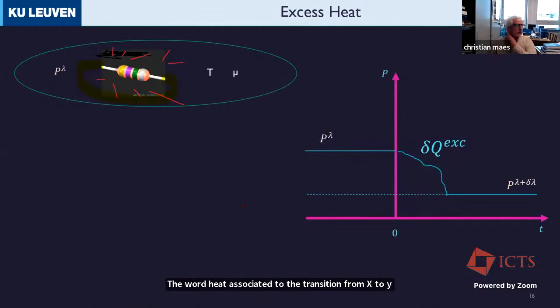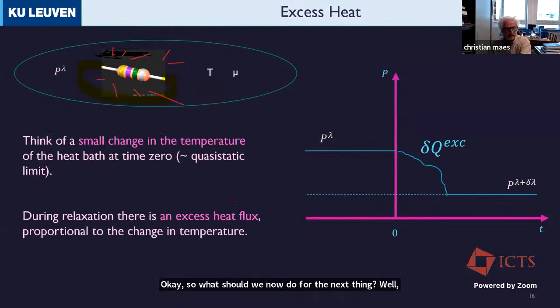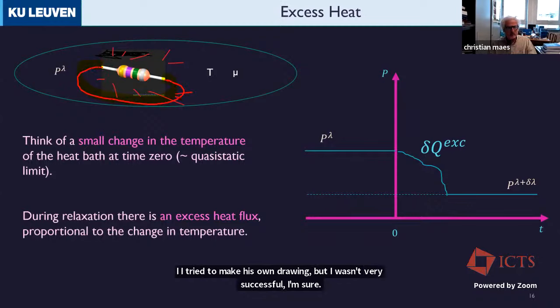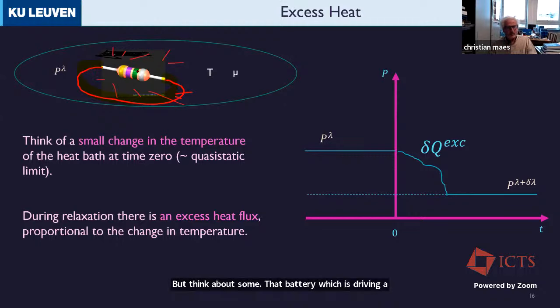Okay, so what should we now do for the next thing? Well, maybe I will add a bit of formulas, but before I do that, let's see what we have in mind. I tried to make here some drawing, but I wasn't very successful, I'm sure. But think about some battery which is driving a current through a resistor, maybe a very small resistor. So there is a current here which is maintained by the battery, which is doing work. And imagine all of that is sitting in an environment, maybe some water or other kind of substance at a certain temperature, maybe a certain density or chemical potential.